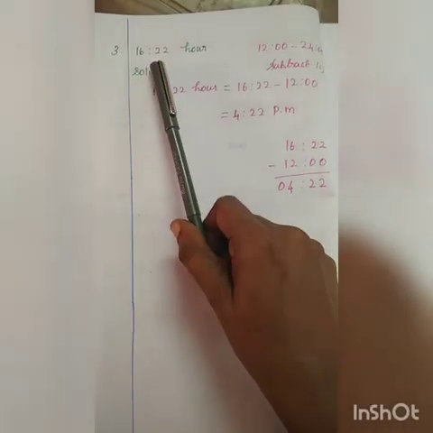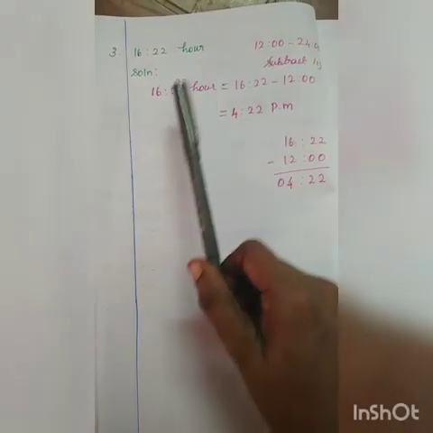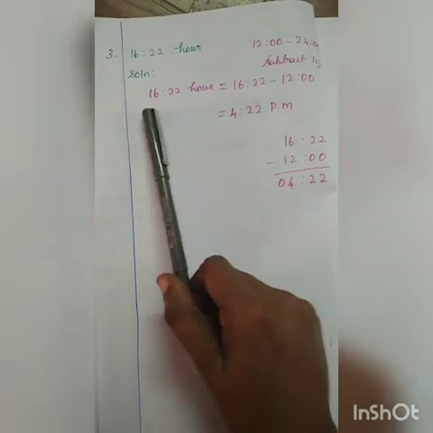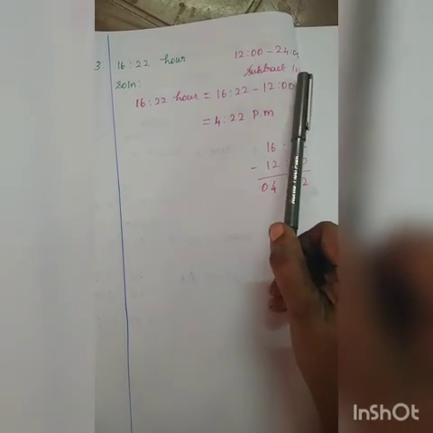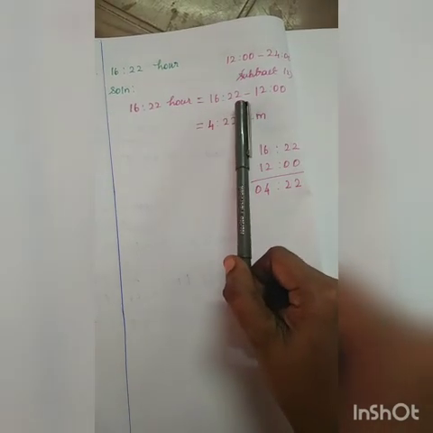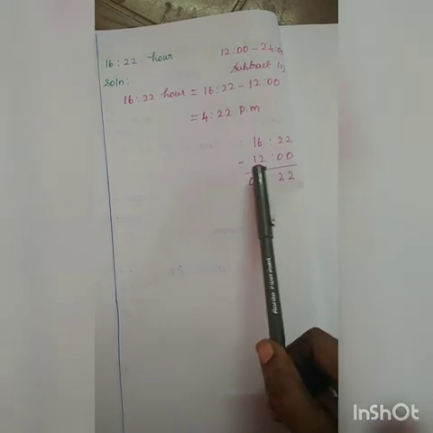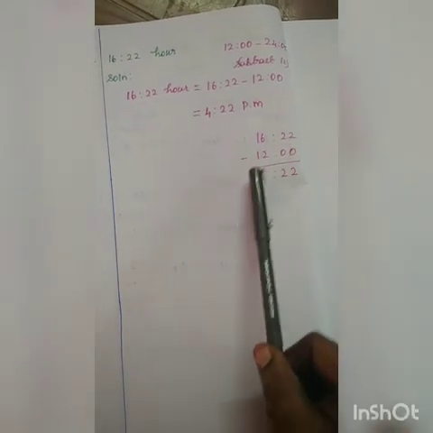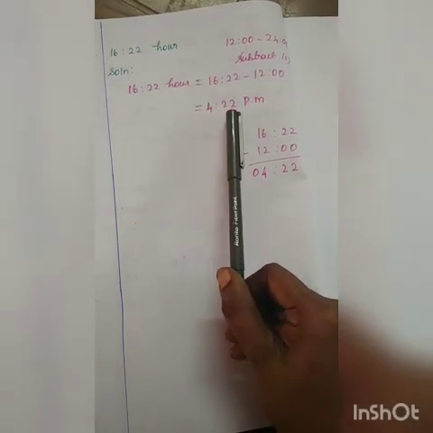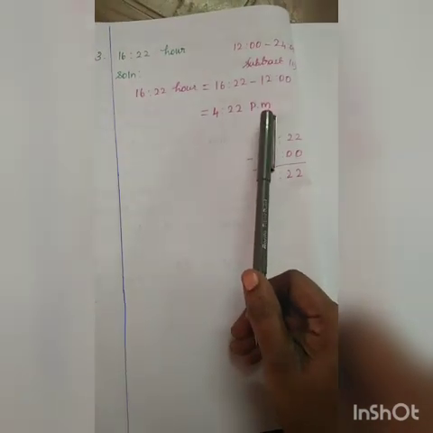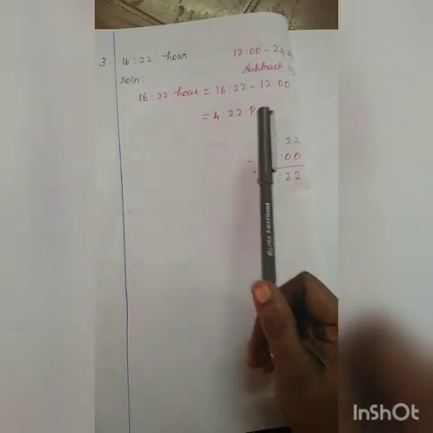Once again, 16:22 hours is between 12 hours and 24 hours, so you subtract 12. 16:22 minus 12 gives the answer 4:22. The time period is PM.